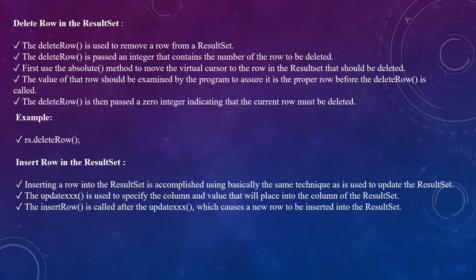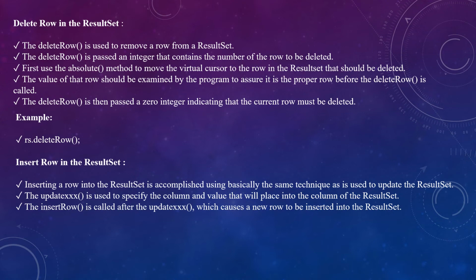Next one is delete row in the result set. The deleteRow method is used to remove a row from a result set. The deleteRow method is passed an integer that contains the number of the row to be deleted. First, use the absolute method to move the virtual cursor to the row in the result set that should be deleted. The value of that row should be examined by the program to ensure it is the proper row before deleteRow is called. The deleteRow is then passed a zero integer indicating that the current row must be deleted.